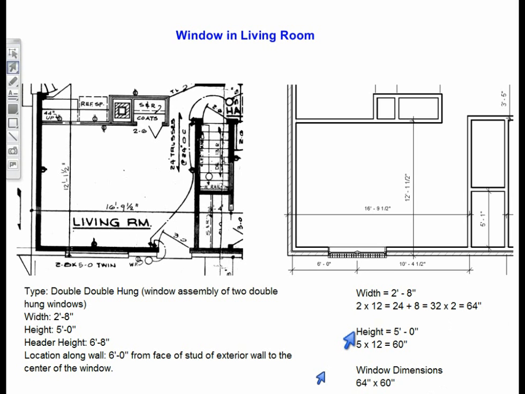The height of the window is 5 feet. So you take the 5 feet multiplied by 12, that gives you 60 inches. So the window dimensions are 64 inches wide by 60 inches high.